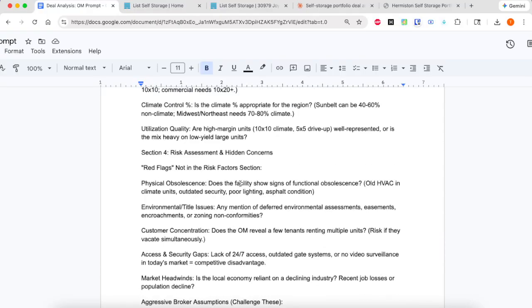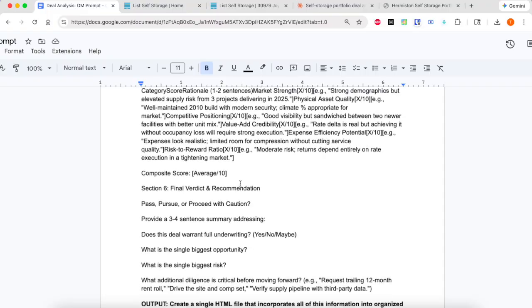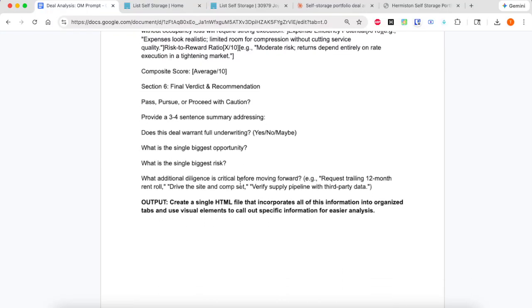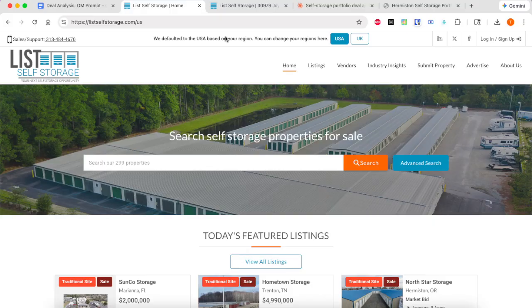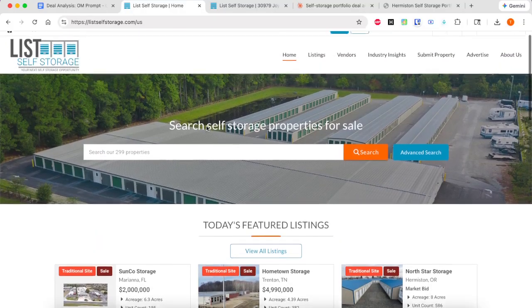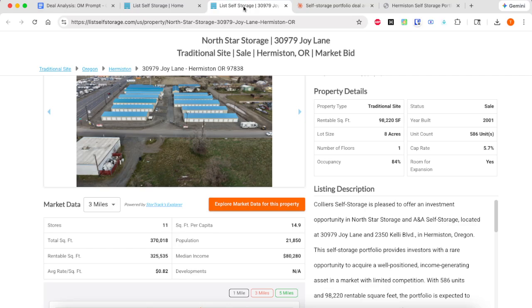And the final piece to this is the output, which I really like doing with Claude, and that is: create a single HTML file that incorporates all this information into organized tabs and visual elements to call up specific information for easier analysis. So it's going to create an HTML file, and it's basically a dashboard of the deal. So I went to listselfstorage.com, and this is where you can find self-storage listings, and I found this particular one and went ahead and downloaded the OM.